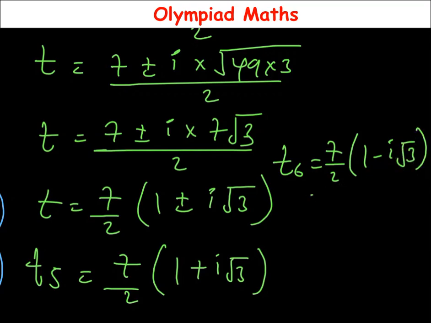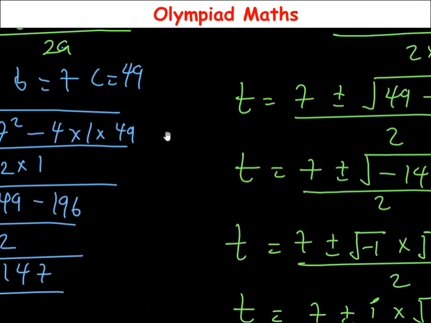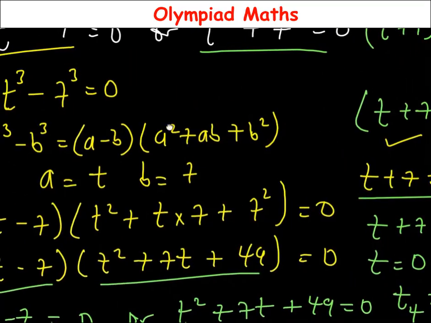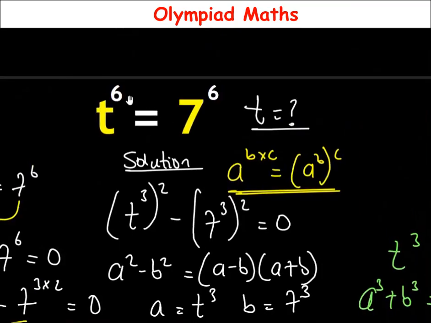Now we've gotten the 6 values of t. Okay, with this we've gotten the solutions for t, but then we have 6 values of t. 4 of them are complex values of t, and the 2 other ones are the real solutions for t. But the reason why we have 6 values is because of the exponent, right? The equation is t raised to power 6 is equal to 7 raised to power 6. So we are going to have the 6 values of t.